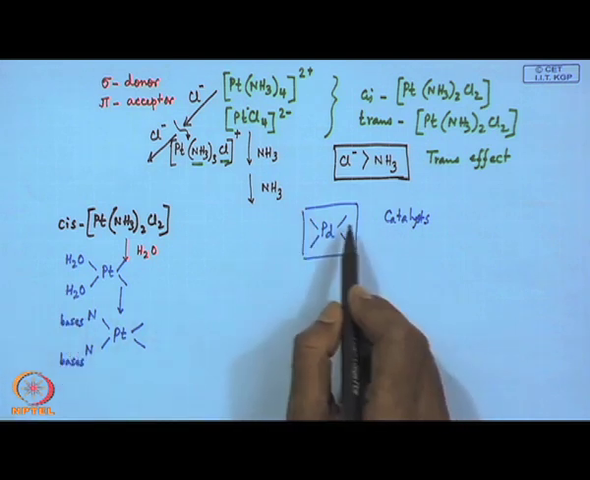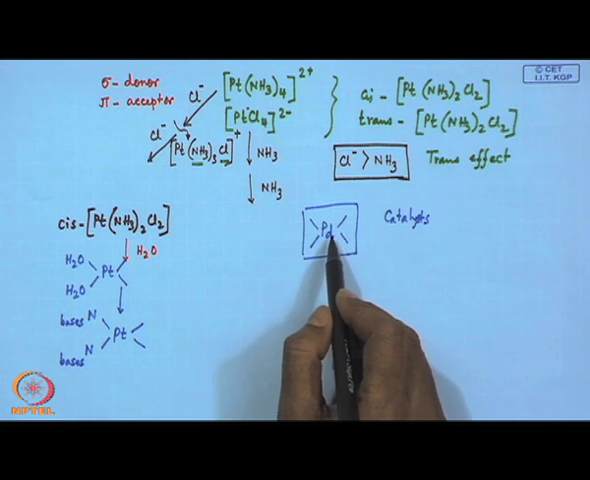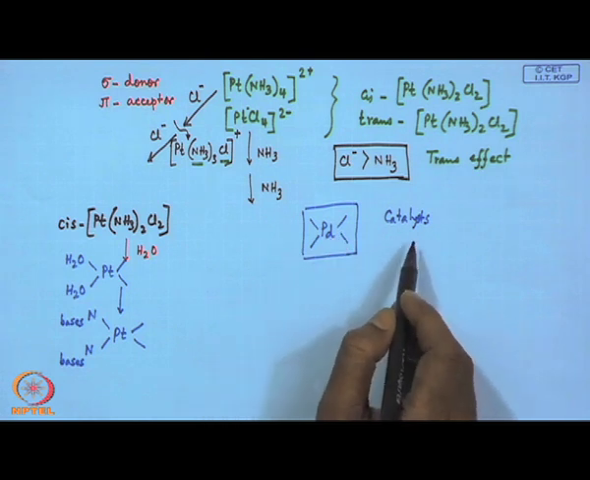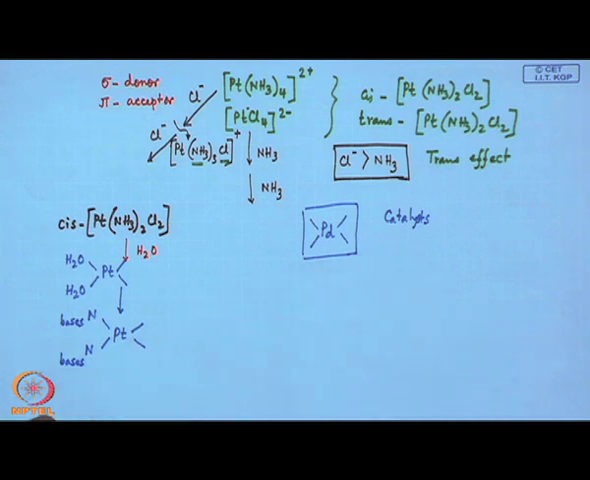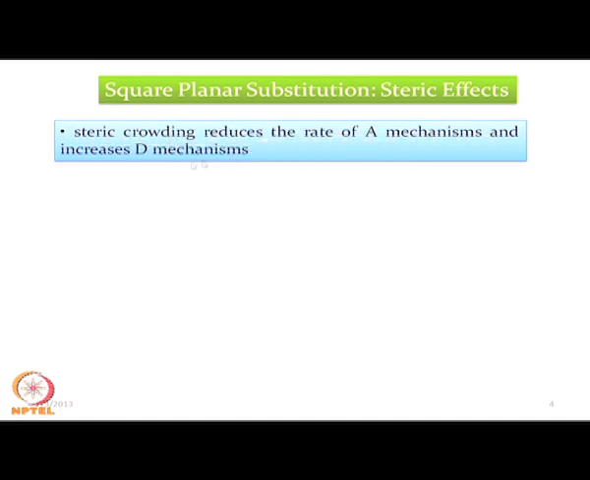The different substitutions and the different groups attaching to the square planar metal center are important for it to function as a good catalyst. Now, we will consider not only the electronic effect, but also the steric effect. That means, how the steric effect can also play some role in the typical substitution reactions. If we have steric crowding on the metal center, the rate of the associative mechanism will be reduced and it increases for the dissociative mechanism.